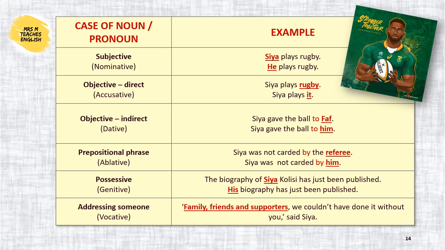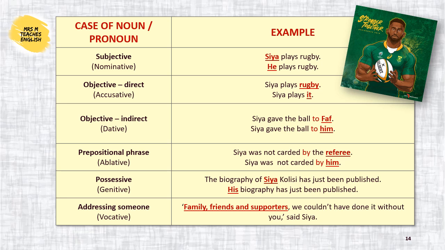Look at the sentences on the right. Every noun or pronoun that I have underlined has a unique function in each sentence. Sia plays rugby. You all know that the proper noun Sia is the subject of that sentence. The noun is therefore in the subjective case or the nominative case.